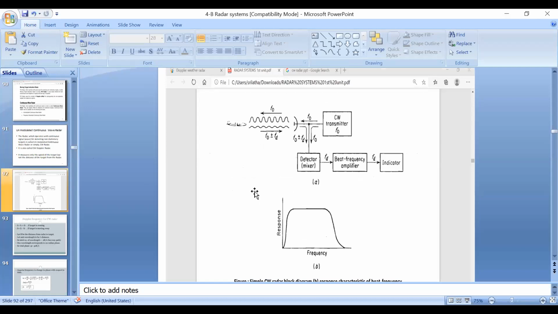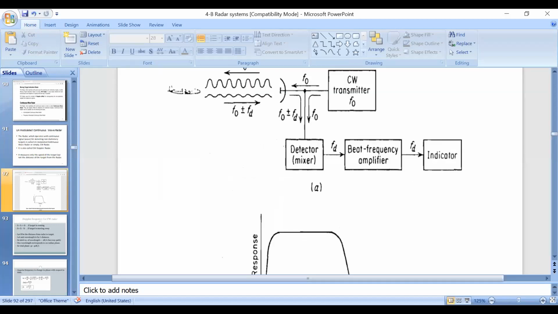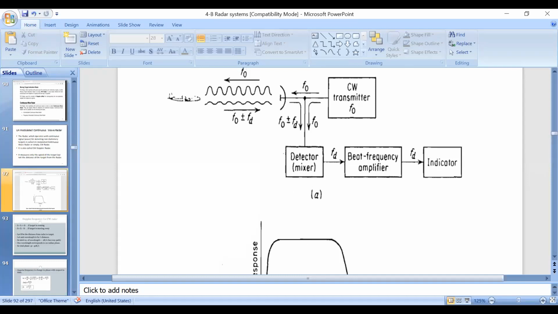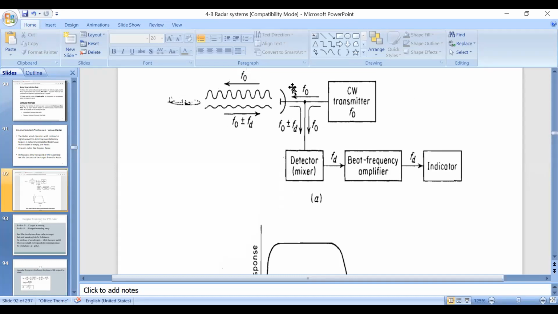Now I'll explain the basic block diagram of this continuous wave Doppler radar. See here, this is the transmitting section. This section is the transmitting section of a radar system, and this is the receiver section of a radar system. Common to the transmitting section and receiving section, we have a duplexer, where a single antenna is acting as both transmitting antenna and receiving antenna.